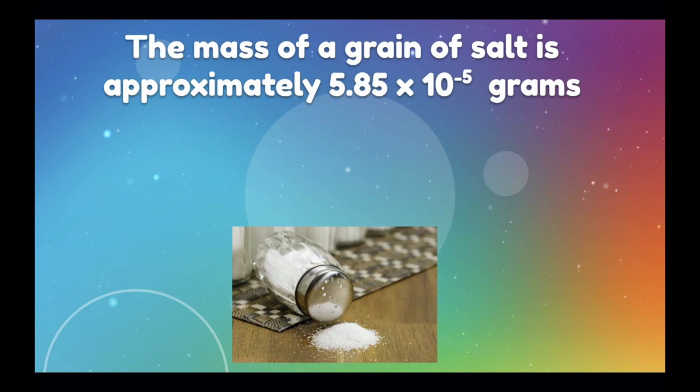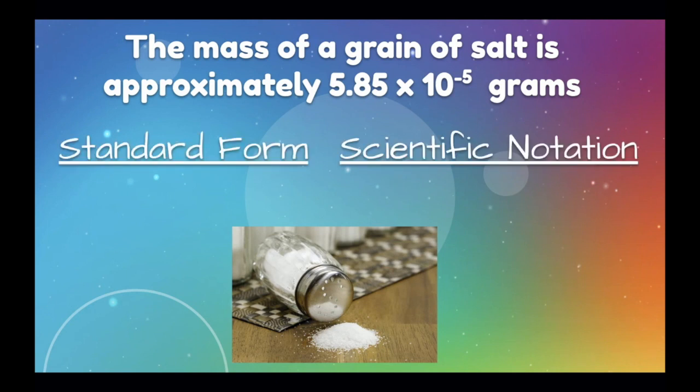Alright, here's another one. The mass of a grain of salt is approximately 5.85 times 10 to the power of negative 5 grams. Okay, so they flipped the script on us on this one. We're starting with this number in scientific notation. Now we got to move it around to standard form. I don't think I want to explain this one. Let's just see if you can figure it out. I'll give you a second. Here's a hint. To go from scientific notation to standard form, you move the decimal in the opposite direction.